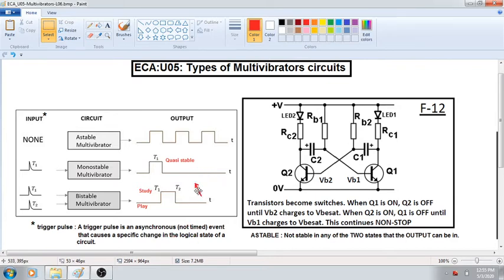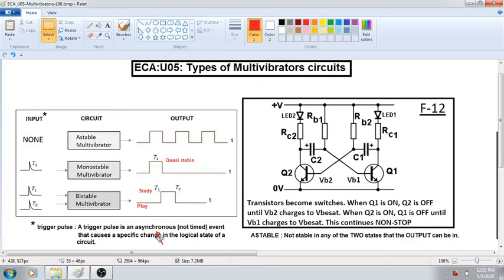So there is no fixed time for that. A trigger pulse can come anytime. That is why it is called asynchronous. It is not connected with any specific time or clock. So a trigger pulse is an asynchronous event that causes a specific change in the logical state of a circuit.